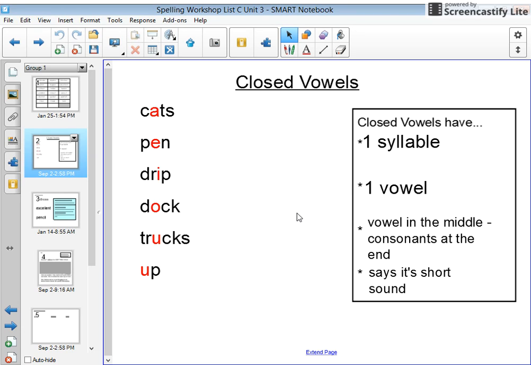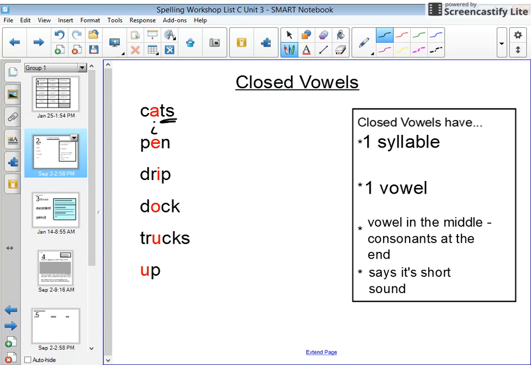So what we've been working on up to this point is closed vowels, and we just want to go through what that process is. Your kids are learning that in every syllable there has to be at least one vowel. Closed vowels are when there are letters after the vowel within the syllable. So in the word cats, there is a T and an S after the A, so we say that that vowel is closed.